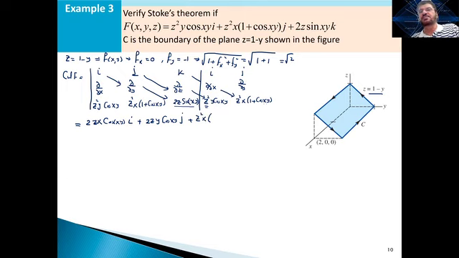times the derivative of the inside with respect to x. The derivative of cosine is minus sine xy times the derivative of xy with respect to x, which is y. So this is the derivative of the inside, plus (1 + cosine xy) times the derivative of the first one with respect to x, which is z squared. Now minus. Because this one, don't forget, the last one is k.